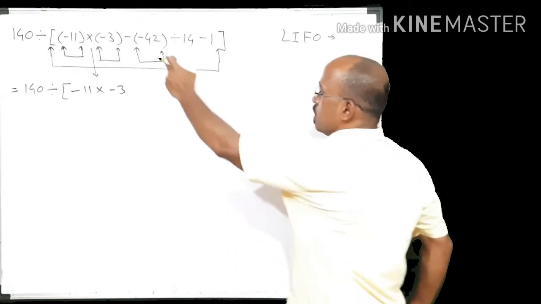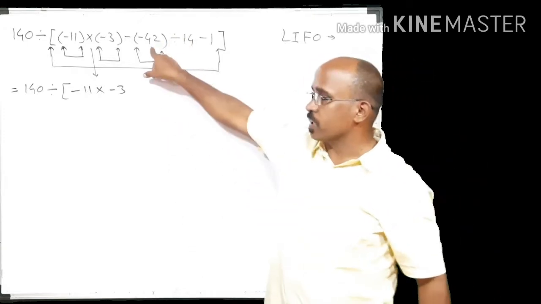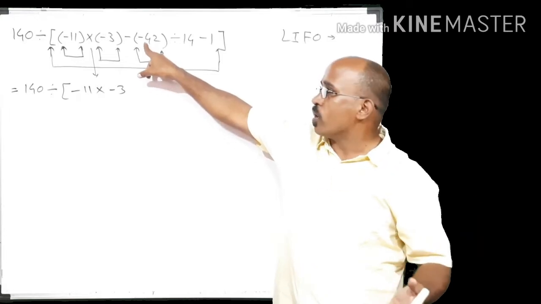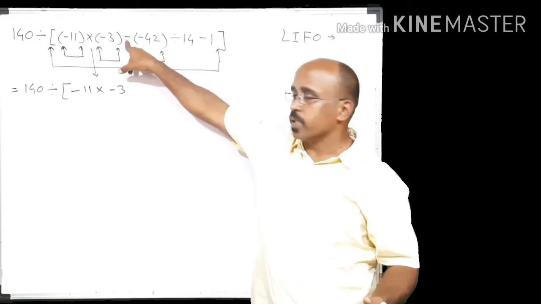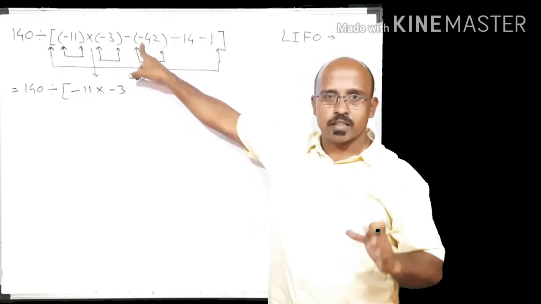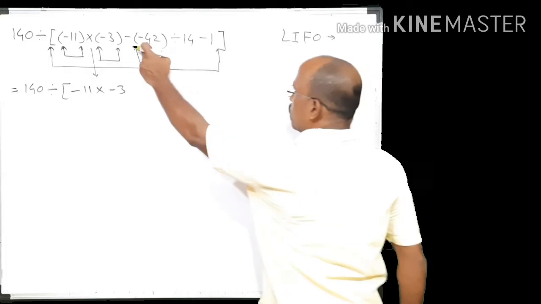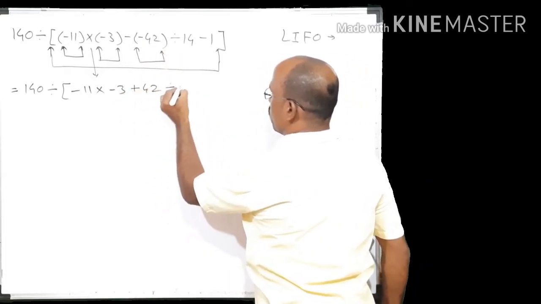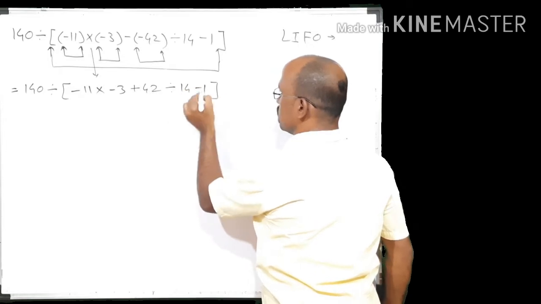Okay. Now again for the next bracket, there is only one number in the bracket, so we have to remove the bracket. For removal of the bracket, look at the symbol out of the bracket. Negative symbol is there, means what we have to do? Change the symbol of the number inside the bracket. So this negative 42 will turn into positive 42 divided by 14 as it is, minus 1 as it is. Okay.